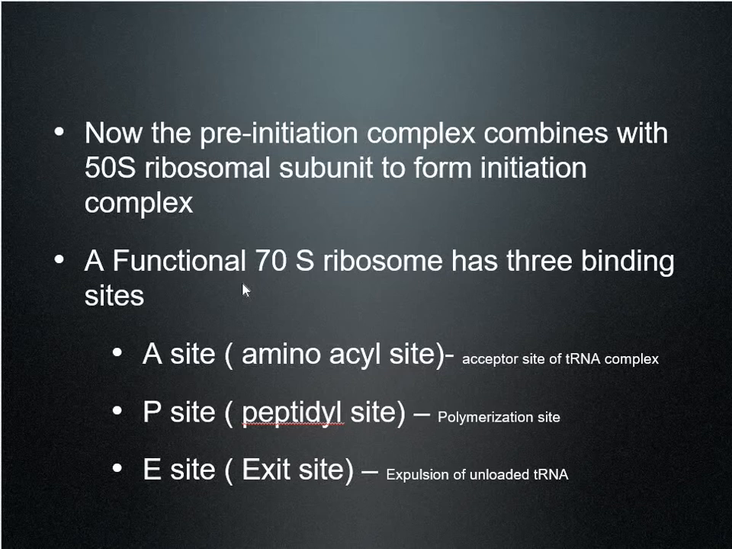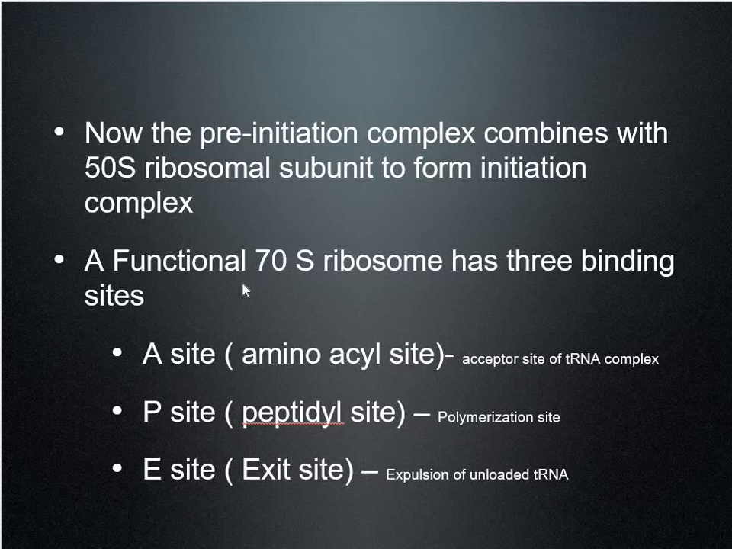The ribosome is functionalized only when the larger subunit and smaller subunit are combined together. When the pre-initiation complex forms, only the smaller subunit is there. But once it is formed, the larger subunit comes and binds to the smaller subunit and the pre-initiation complex to form the functional ribosome. A functional ribosome has three sites: the A site, the P site, and the E site.